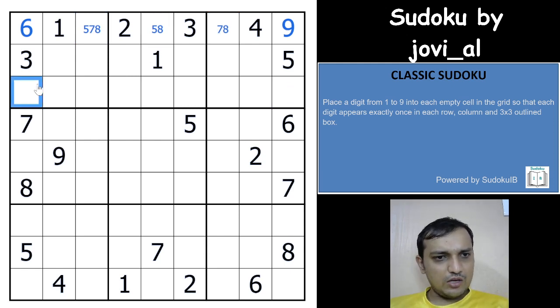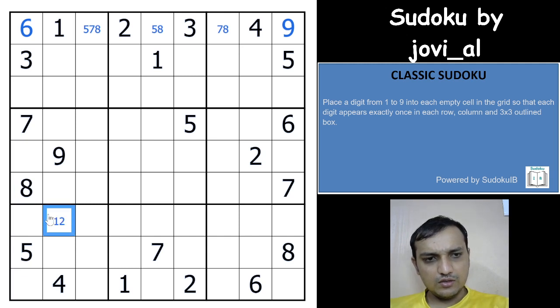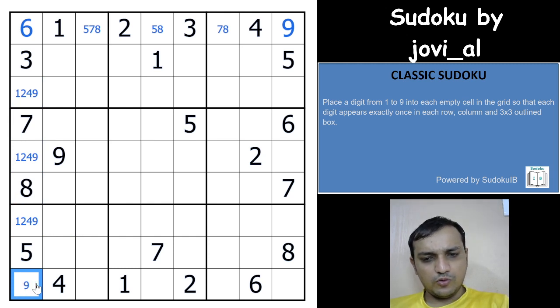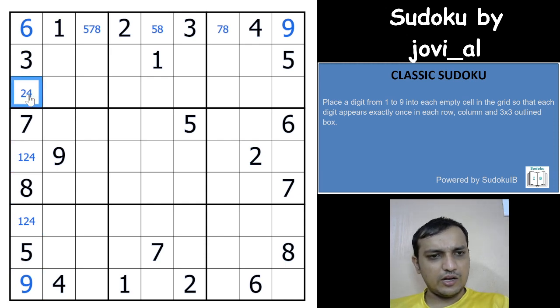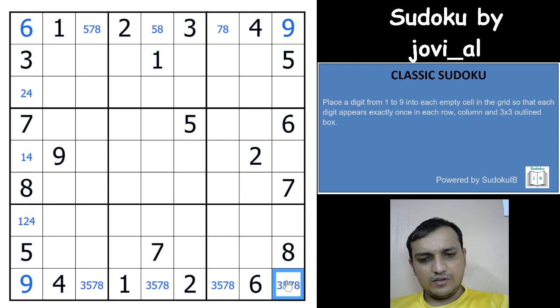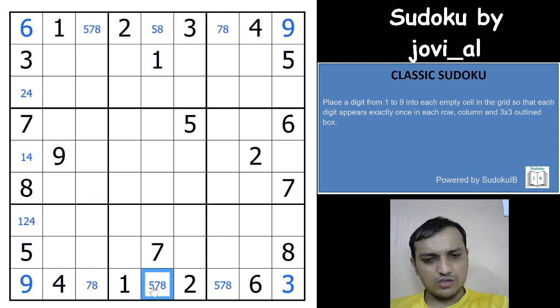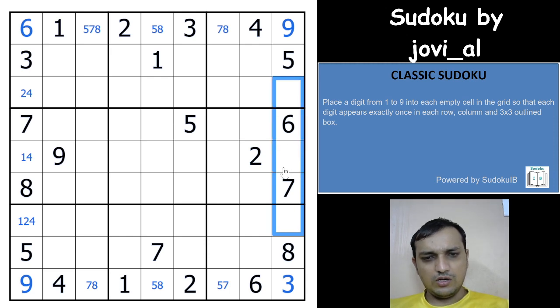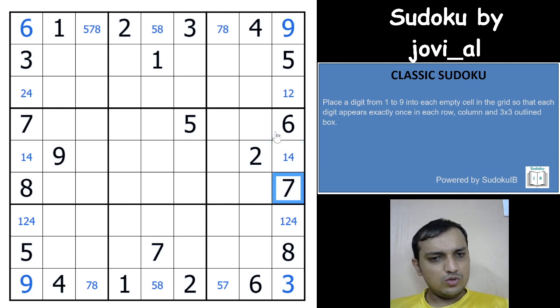You have 1, 2, 4 and 9. So with 4, 1, 2, this cell would have to be a 9. That eliminates 9 from this cell and this cell. This cell cannot be a 1, this cell cannot be a 2. You have 3, 5, 7 and 8. With 7, 5, 8, this cell would have to be a 3. 3 is gone from these cells. 5 is not in this cell, 7 is not in this cell, 8 is not in this cell. And then you have 1, 2 and 4 here. This cell cannot be a 4, cannot be a 2.